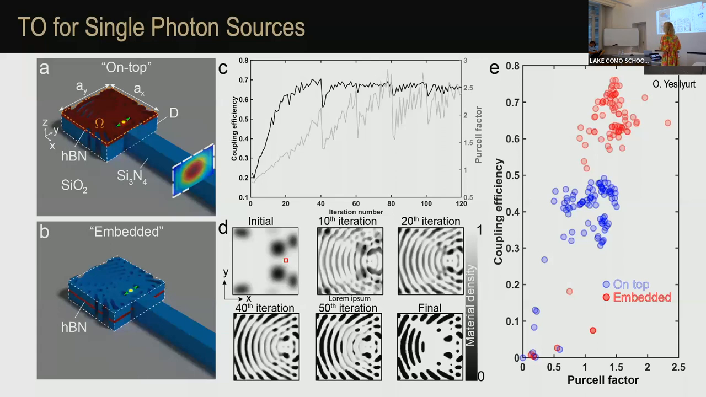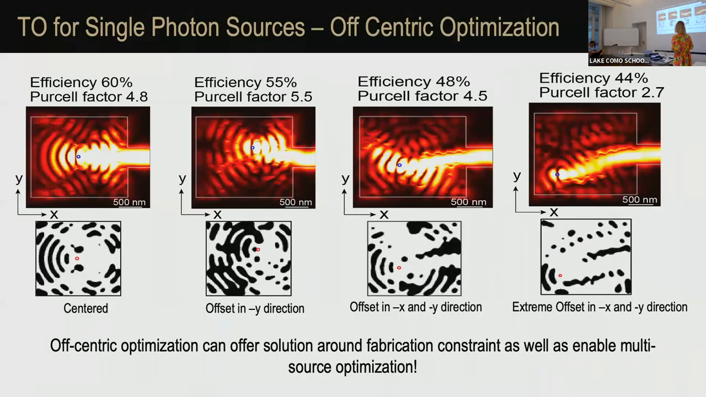You can either put it on top of silicon nitride waveguide or sandwich it in between, and silicon nitride is seen as one of the most promising platforms for both integrated optics and emerging quantum photonics. And you can compare these architectures in terms of efficiency and how effectively your light from the emitter couples into the waveguide, selecting, well, the embedded structure.